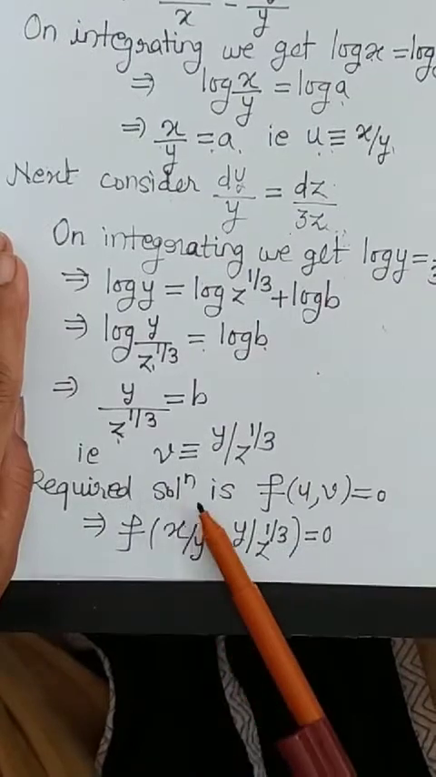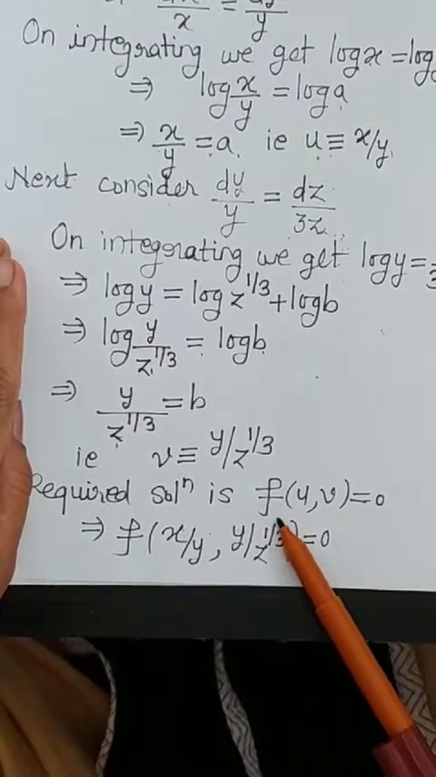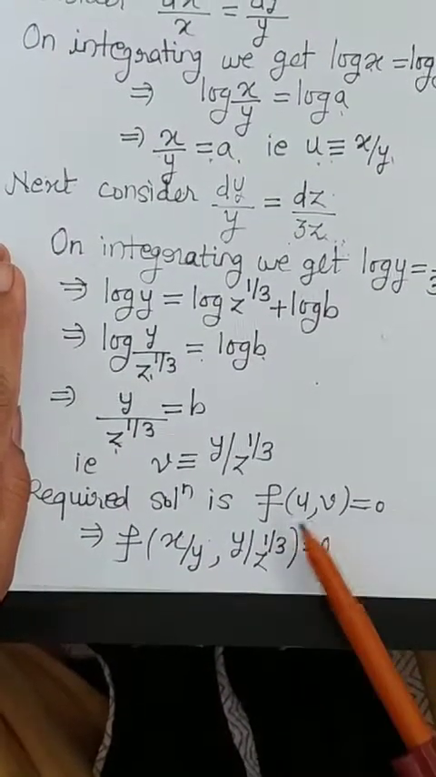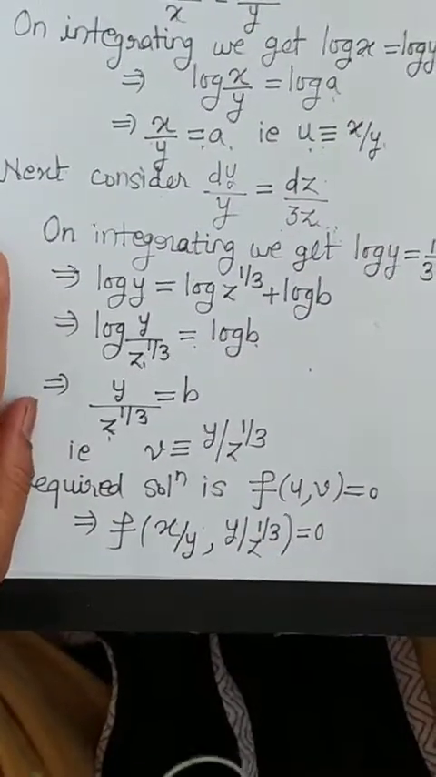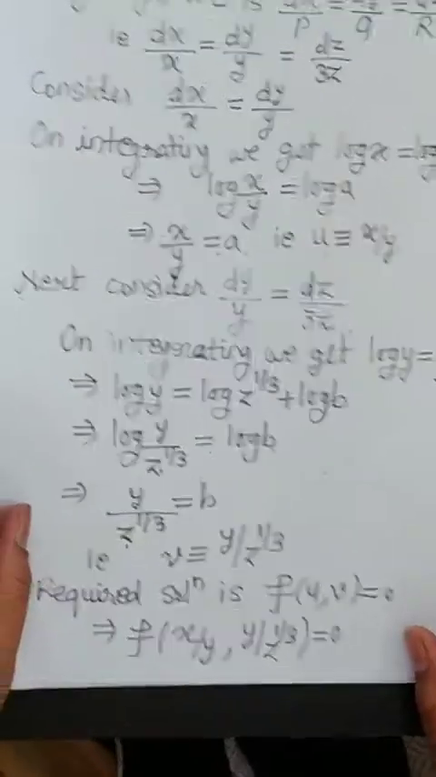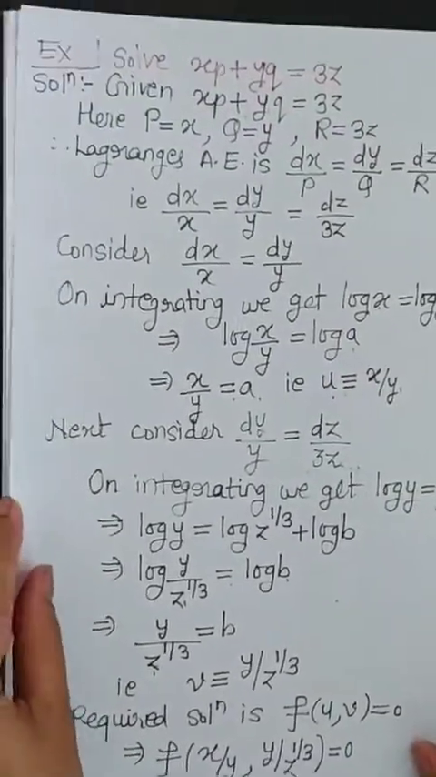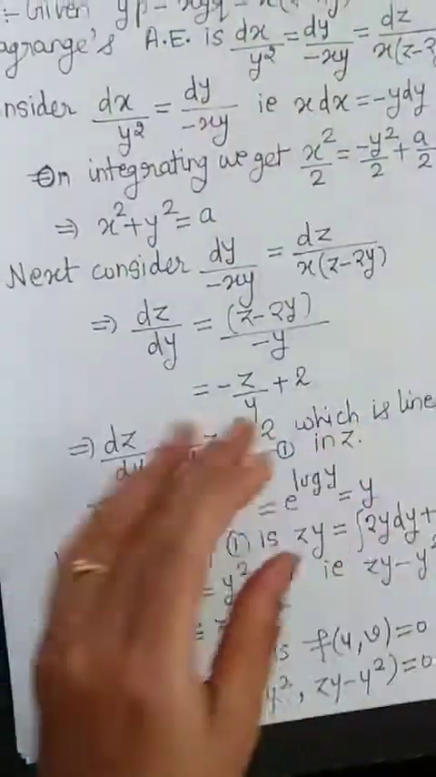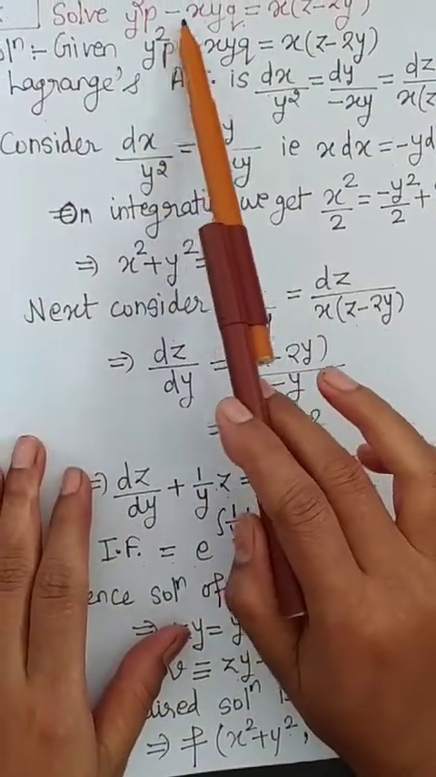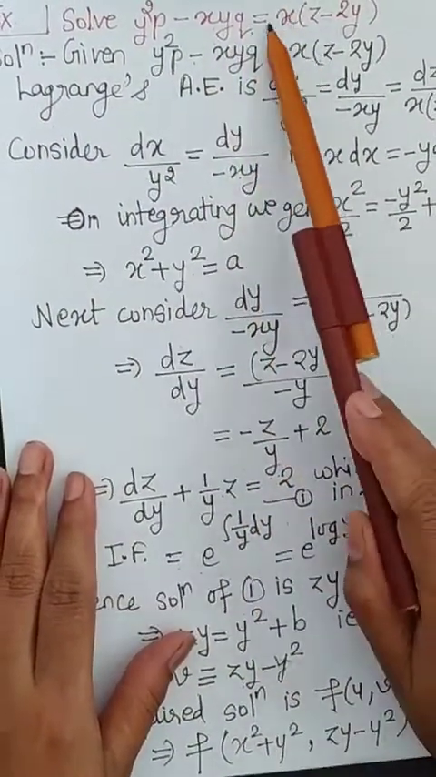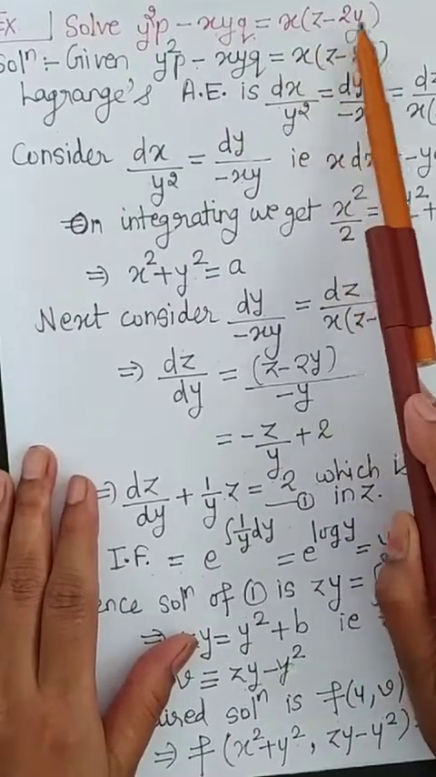So we can write the required solution. That is f of u, v equal to 0. u is x by y, v is y upon z raised to power 1 by 3, equal to 0. Now, let us move on to the next example. Solve y square p minus xyq equal to x times z minus 2y.